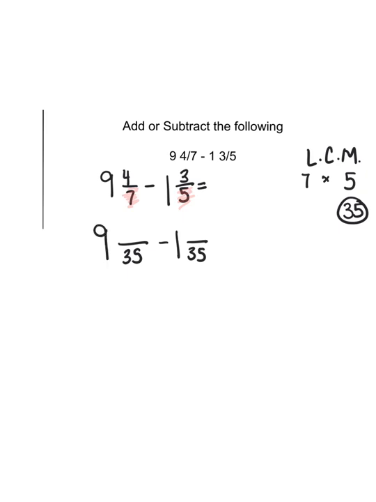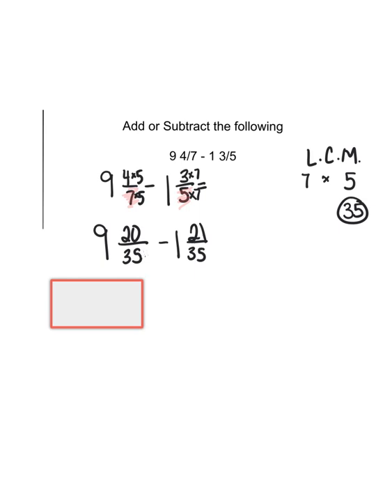So our whole numbers can just stay put. We don't need to worry about those. And I'm going to multiply my numerator and my denominator by 5 in order to convert 4/7 to 20 out of 35. And then I'm going to multiply my numerator and my denominator by 7 for this other fraction to convert 3/5 to 21 out of 35. And then I'm ready to subtract.